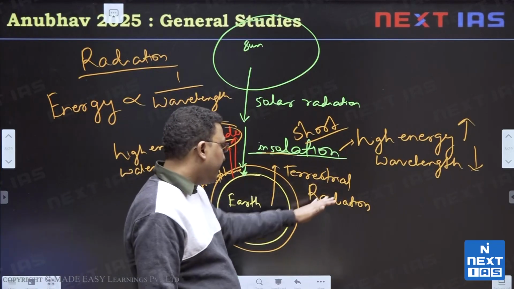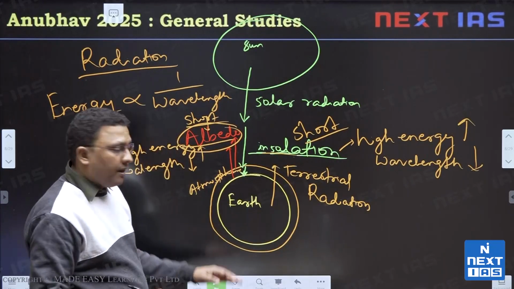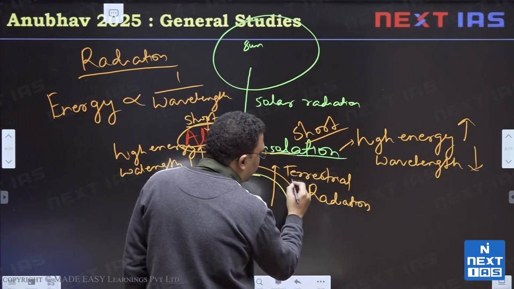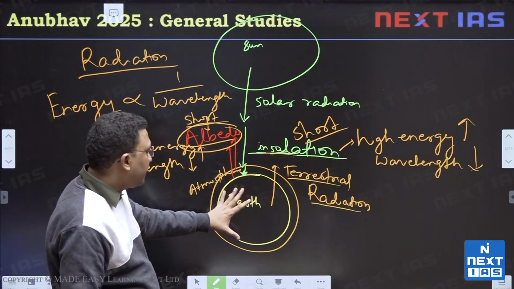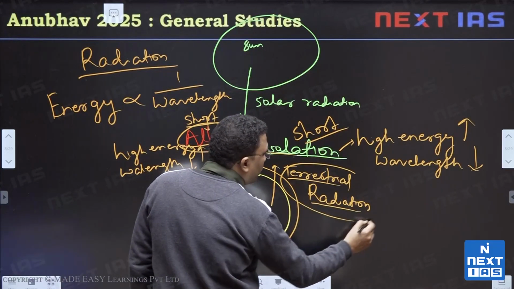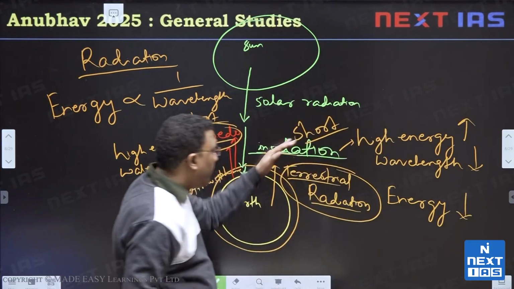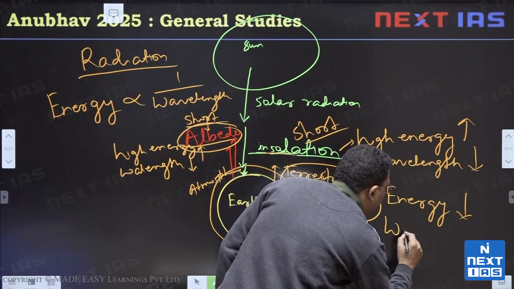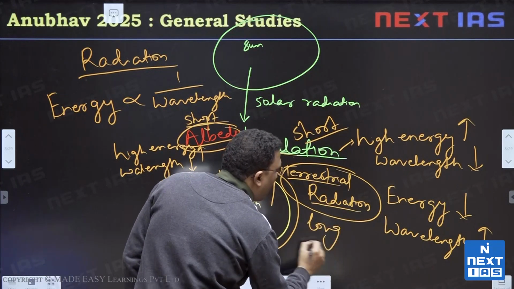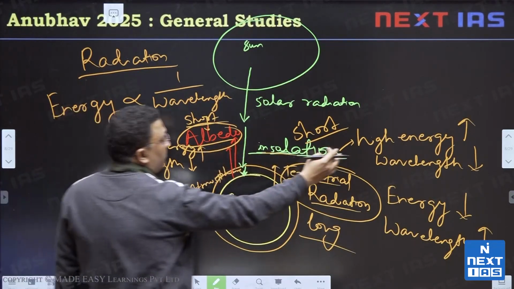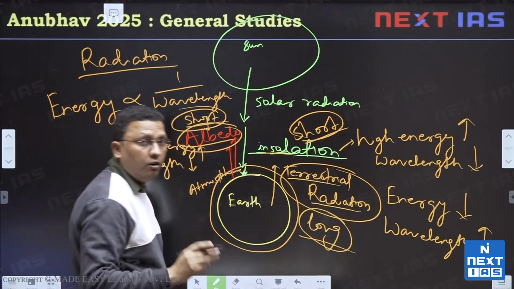Now let's see what happens to terrestrial radiation. The rest of the insolation which reaches Earth is used in heating Earth, and after being heated, Earth starts to radiate terrestrial radiation. That means some energy of insolation has gone into heating Earth, and only the excess energy is radiated back in the form of terrestrial radiation. So the energy of terrestrial radiation will be low because some part has gone into heating, so its wavelength will be high. That means terrestrial radiation will be in the form of long wavelength radiation. So insolation will be in the form of short wavelength, albedo will be in the form of short wavelength, but terrestrial radiation will be in the form of long wavelength radiations.